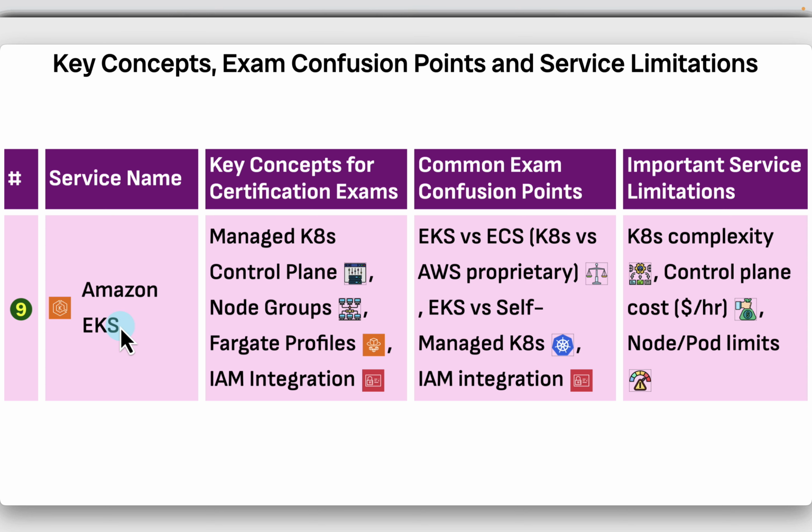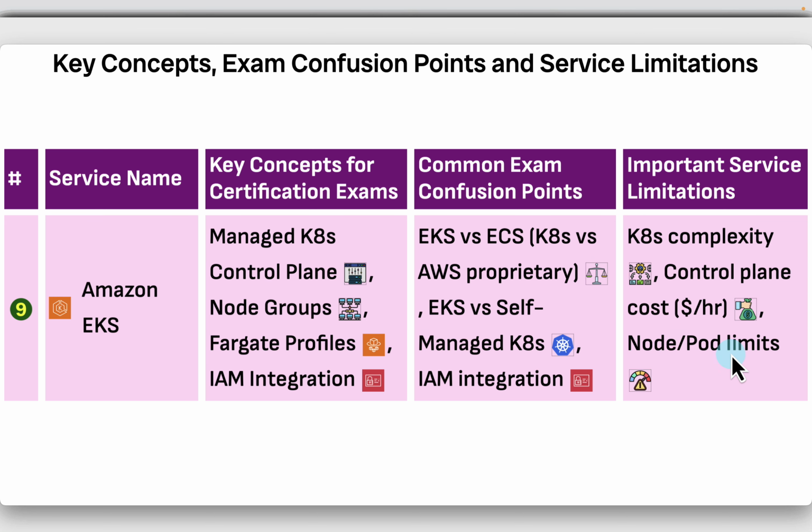Amazon EKS, Kubernetes. So key concepts for the exam are it's a managed Kubernetes control plane, node groups, Fargate profiles, and IAM integration. Common exam confusion points are EKS versus ECS, Kubernetes versus AWS proprietary, EKS versus self-managed Kubernetes which can be on-prem, and IAM integration. Important service limitations. So again, it's the Kubernetes complexity, control plane cost, which is $1 per hour, and node pod limits.